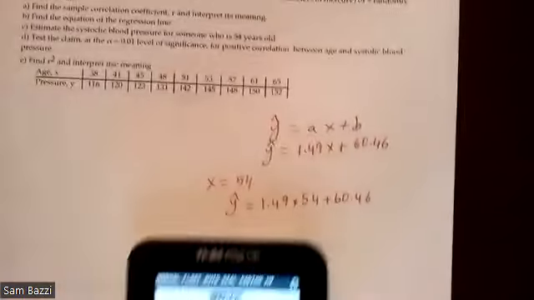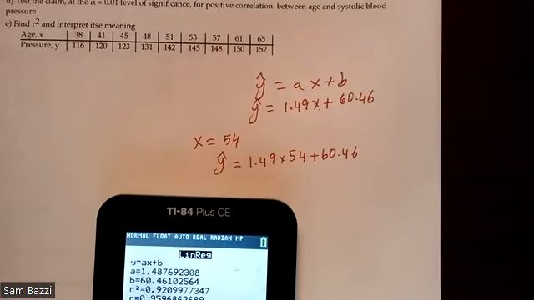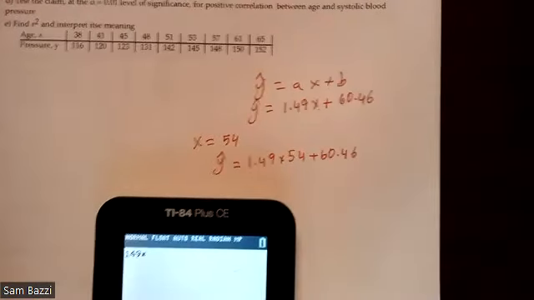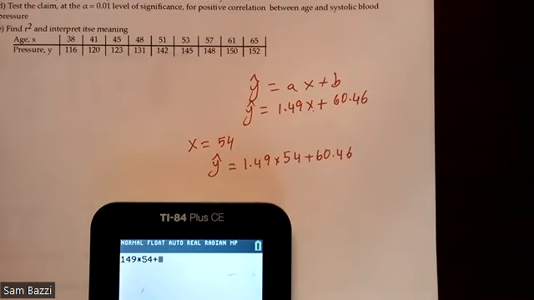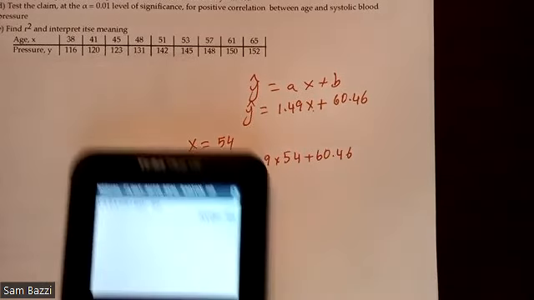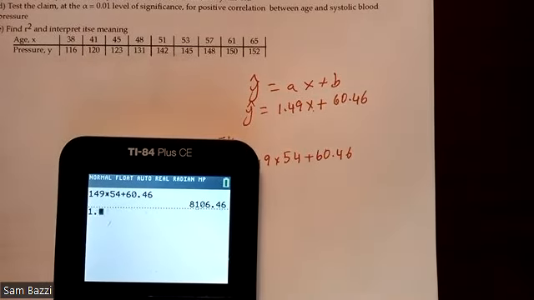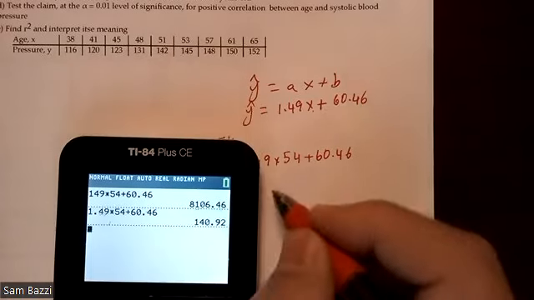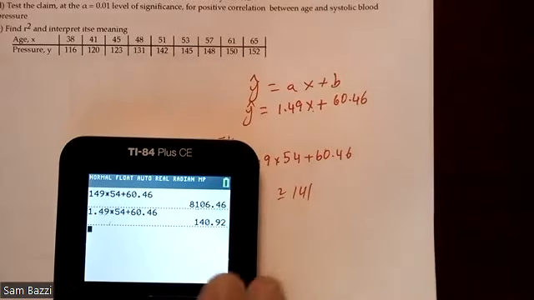So 1.49 times 54 plus 60.46. No one would live if they have a blood pressure in the thousands. I got 140.92. It's about 141. All right.